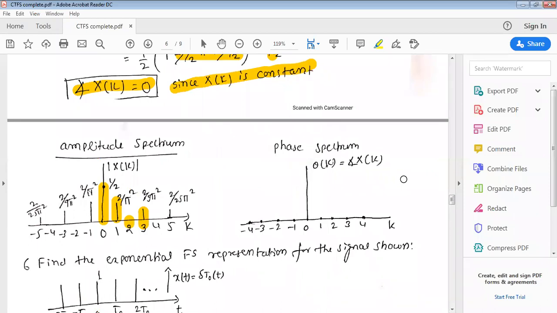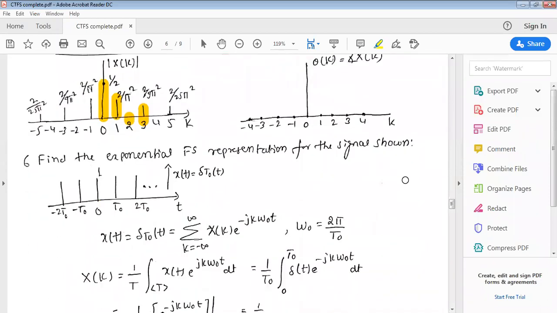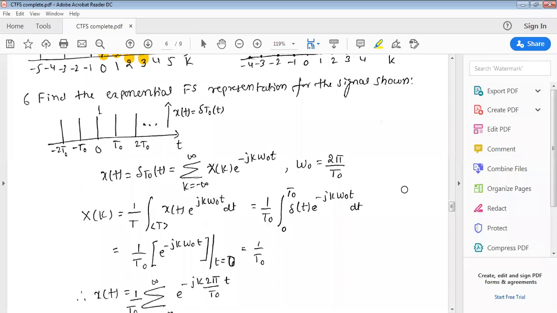No, sir. Okay. So, look here. This is a slightly peculiar signal. Find the exponential Fourier series representation of the signal. This signal at 0 it is 1, at T naught, at 2 T naught, on every value it is 1 only. From right side and left side, the value is 1.